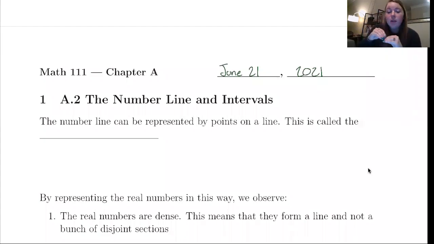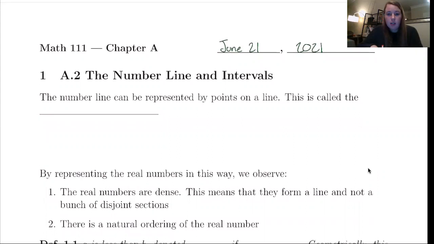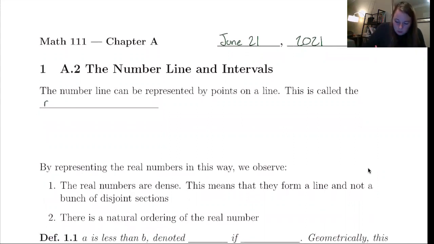All right, so now we are on to A.2, the number line and intervals. The number line can be represented by points on a line, right? So we call this the real number line. I'm an applied mathematician, but pure mathematicians talk about the real number line a lot.